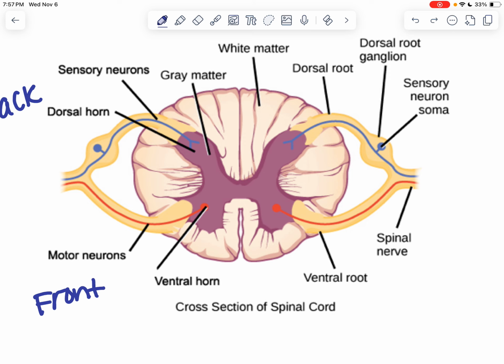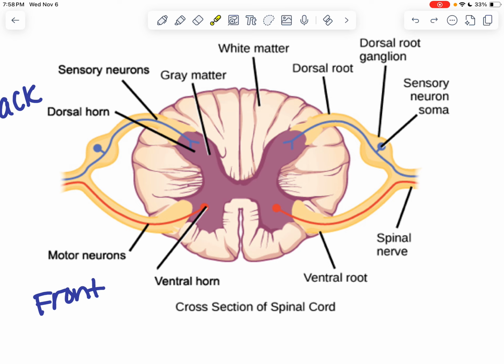Here is just a couple of things. It always goes from the sensory neuron. Either way, whether we're on this side or on this side, the sensory neuron brings the information to the central nervous system, and then that information is processed, relayed up to the brain and back, and then the motor neuron is going to send that information to the skeletal muscles to do something about it.